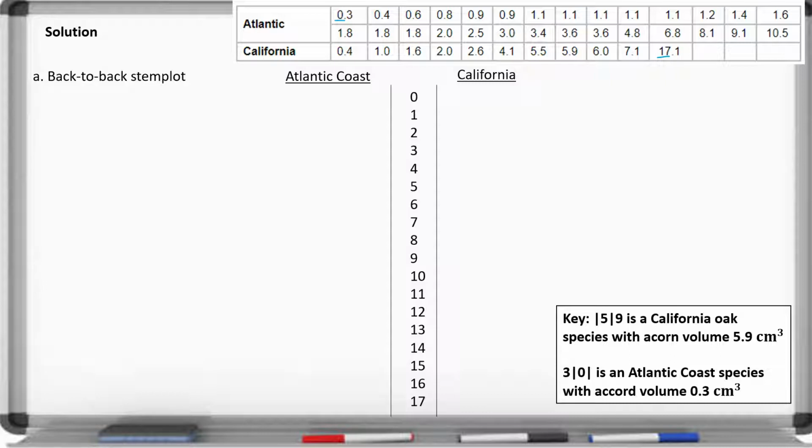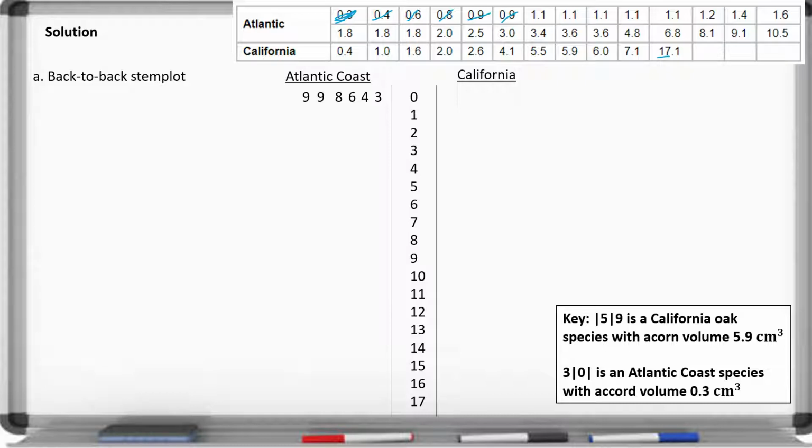Now let's start with the Atlantic coast. For the Atlantic coast, we have 0.3 for the first number. So then we simply put a 3 to the left of 0. We have 0.4 for the next number, so 4. Then 0.6, which is 6, 0.8, 0.9, and that's it for the 0 point numbers.